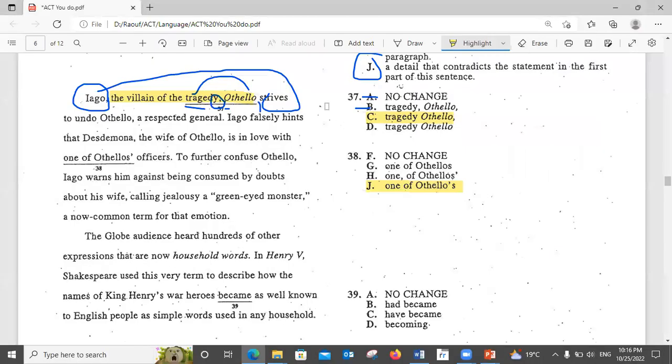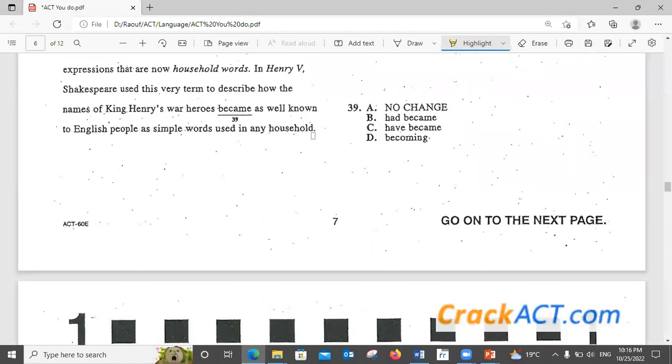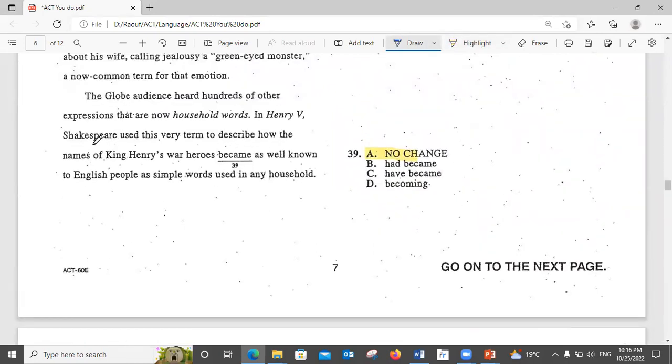Okay, everyone, let me intervene, please. For 39, why is the answer A? The answer is A for 39. And why? Let me see from the beginning of the sentence as we agreed. We have to go back until we find the beginning of the sentence here. In Henry V, Shakespeare used this very term to describe how the names of King Henry's war heroes became. Yes, it was something in the past, shabab.